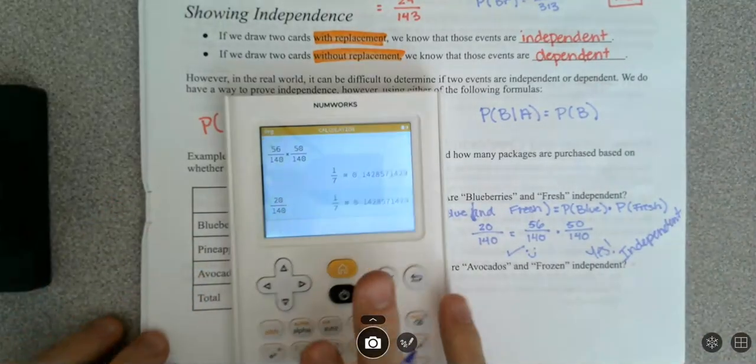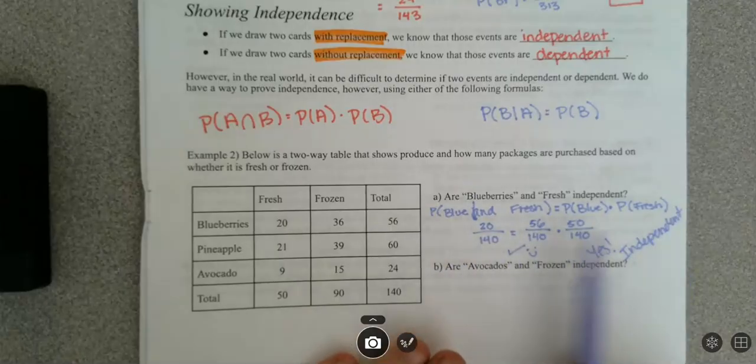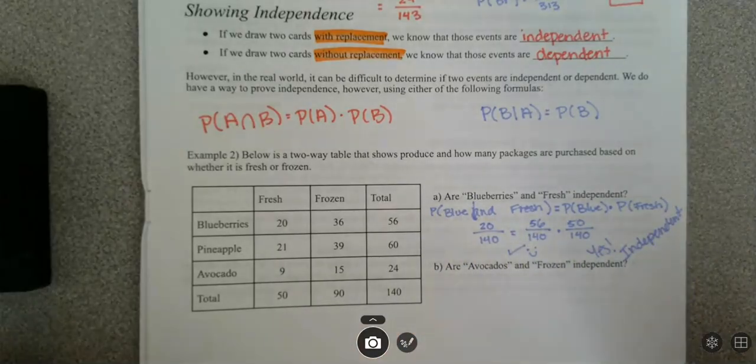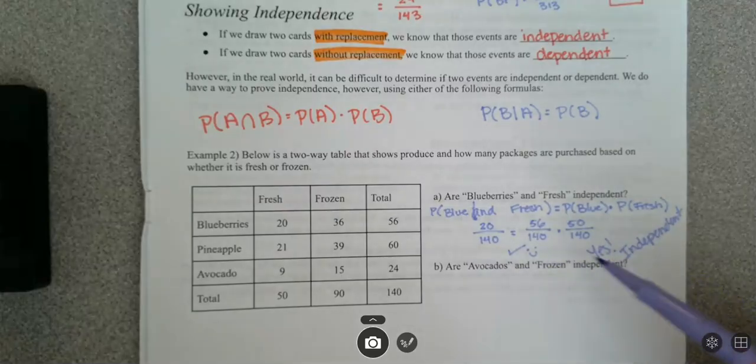This is what I would expect in terms of work. I would expect to see some statement of what formula you're using, with all the appropriate labels. Then I would expect to see the actual probabilities and a check mark or an X, whatever you want to say. And then you say, yes, independent, or no, not independent.